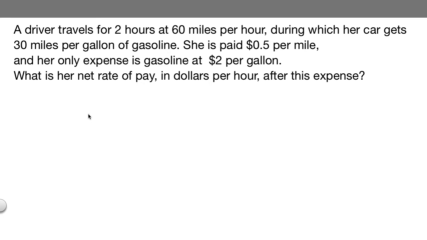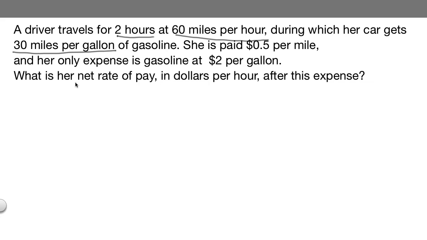Let's look at another money-related question. A driver travels for 2 hours at 60 miles per hour, during which her car gets 30 miles per gallon of gasoline. She is paid $0.5 per mile, and her only expense is gasoline at $2 per gallon. What is her net rate of pay in dollars per hour after this expense?